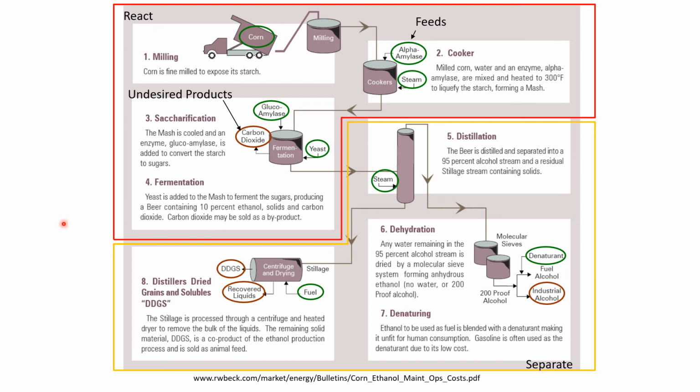In this slide, all of the undesired products, or shall we say the byproducts of this process, are circled in red here. And you can see they include the carbon dioxide, which is produced on an equal mass basis as our desired product, the ethanol. We also have as potentially undesired byproducts industrial alcohol, the recovered liquids from the DDGS production process, as well as the DDGS itself.